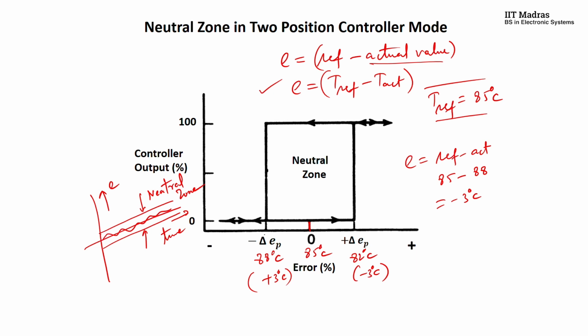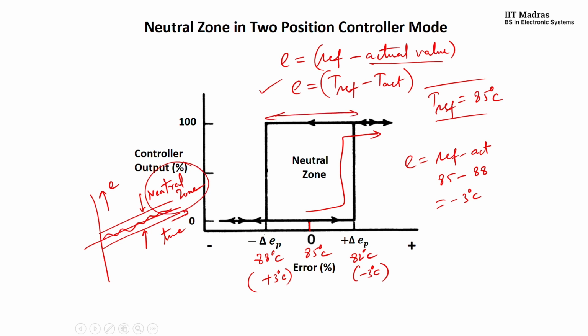Okay, that means you are extending power to the heater. So the path followed is like this. The way I am showing here is that you follow the path this way. That means you are switching on the heater. Now once you switch on the heater, as I told you, you have this kind of neutral zone here. The neutral zone is reflected in terms of the error zone here.